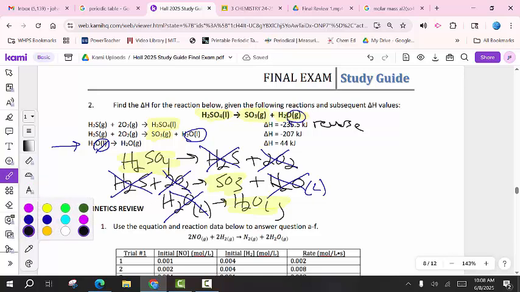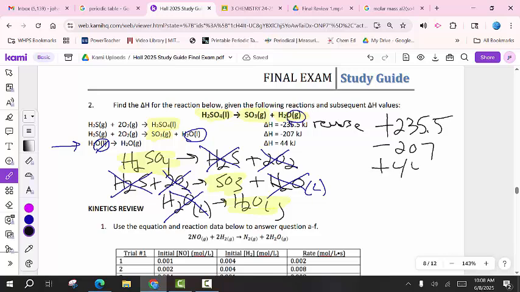So again, this one was pretty easy where we kept the second two the same, but we reversed the first one. So because I reversed the first one, I'm going to make it positive 235.5, and then I'm going to keep the other ones the way they are and add them together. Make sure you're careful with the signs as you do this. So I have positive 235.5 plus negative 207 plus positive 44 gives me positive 72.5. And that's kilojoules per mole.